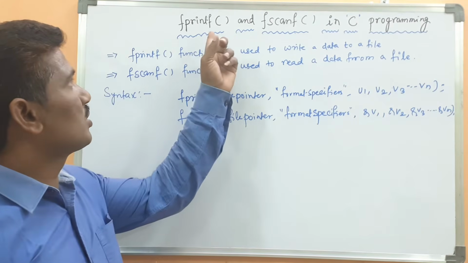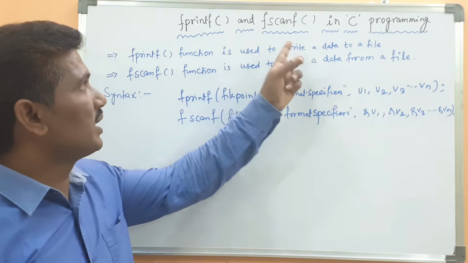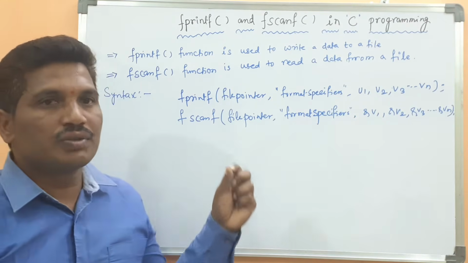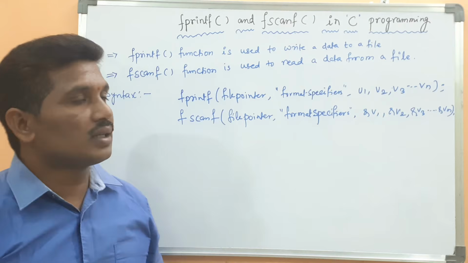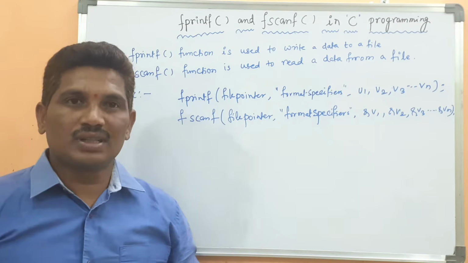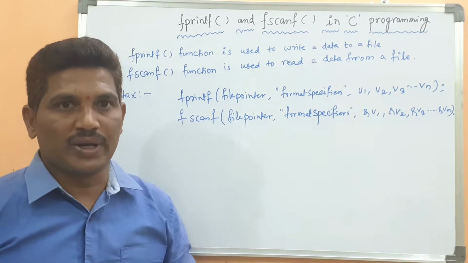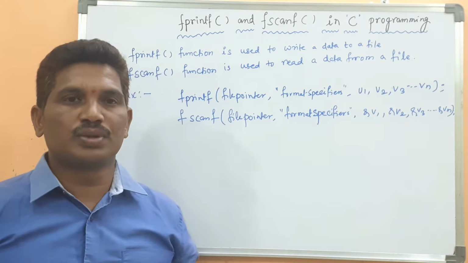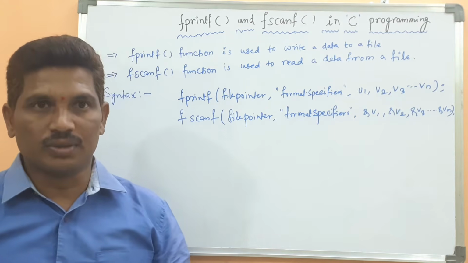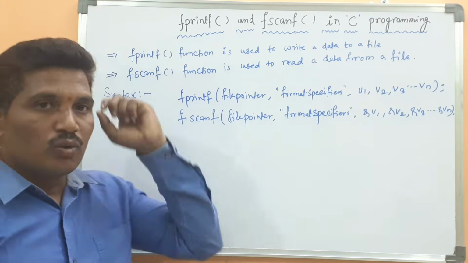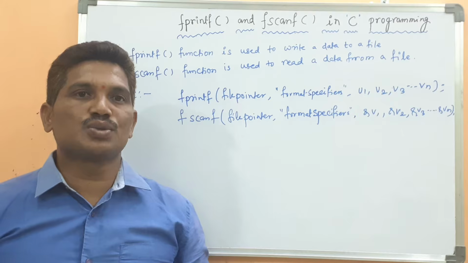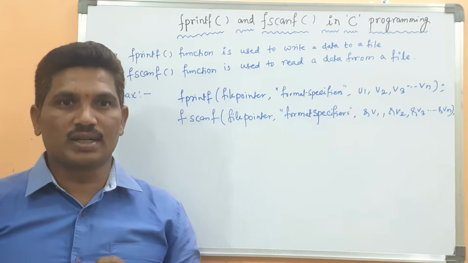I will discuss the fprintf and fscanf functions in C programming, and where we should use them. You know what the use of scanf and printf is. The scanf function is used to get the input data from the keyboard. And what is the meaning of the printf function? The printf function is used to display the data on the output console.